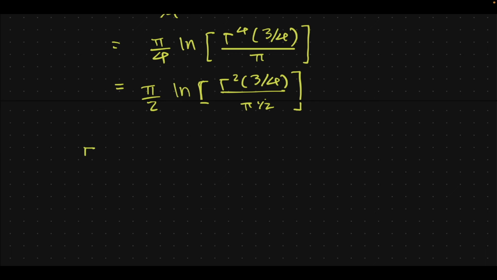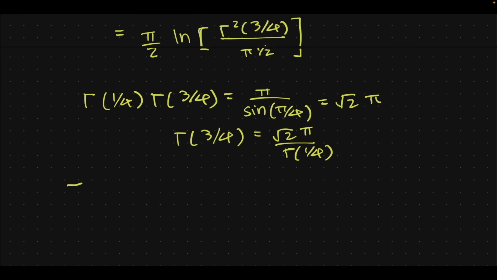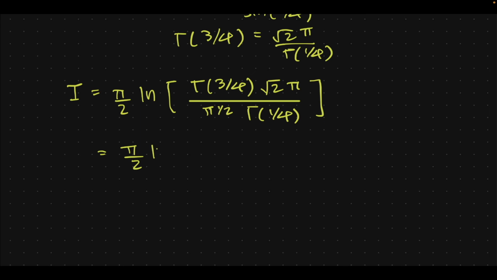Let's remember the reflection formula that will help us simplify. Gamma 1/4 times gamma 3/4 is pi over sine pi over 4, which is square root 2 pi. So gamma 3/4 is square root 2 pi over gamma 1/4. In the gamma squared, there are two of those, so let's use one of them to write it like this, which ends up with pi over 2 natural log of gamma 3/4 square root 2 times pi over pi to the 1/2 gamma of 1/4, which can be simplified a little more to give pi over 2 natural log of the square root of the quantity 2 pi gamma of 3/4 divided by gamma of 1/4.